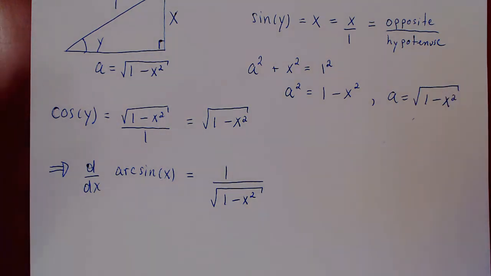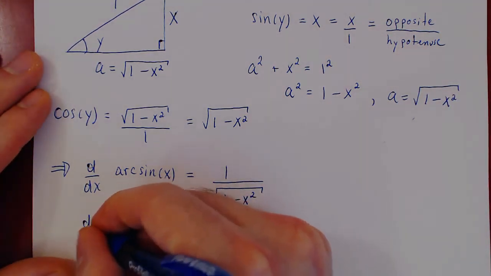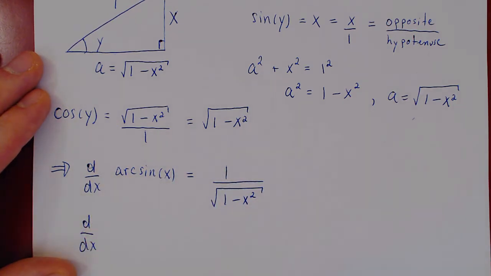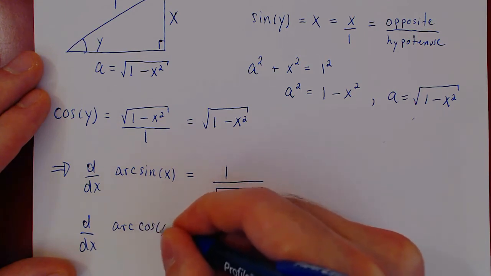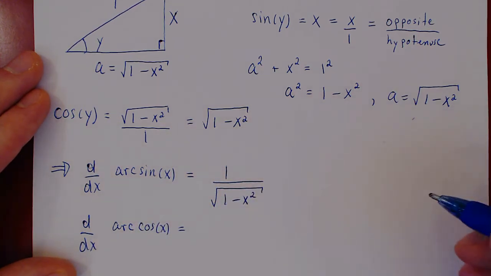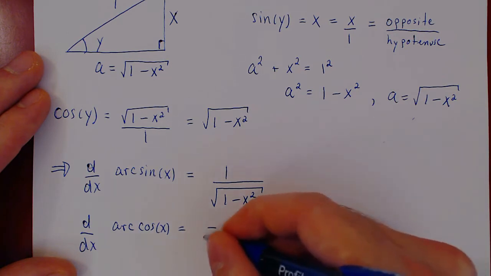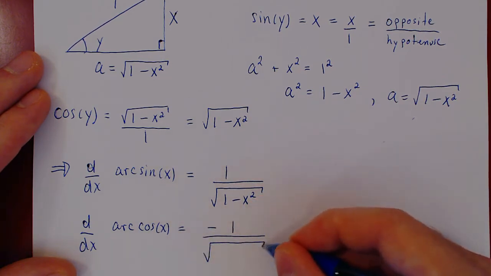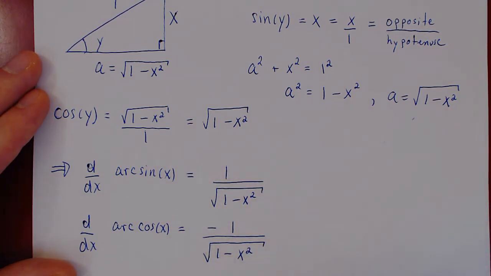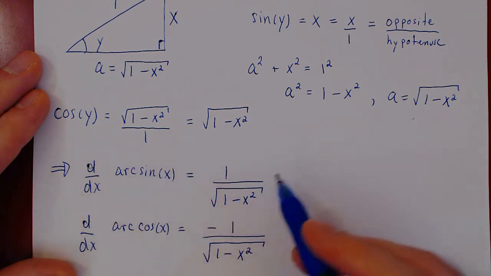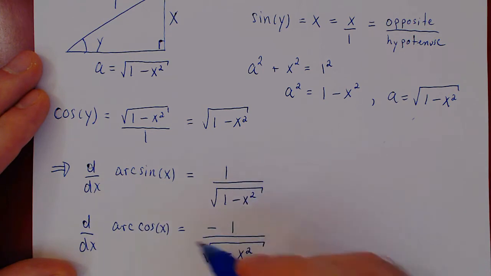If you use the same argument, and I will let you do this on your own, you will find the derivative of arc cosine, the inverse trigonometric function of cosine, is actually really similar. It happens to be the negative of the derivative of arc sine. It's just negative 1 over the root of 1 minus x squared. And so you should, on your own, derive this formula in the same way that we've derived the formula for the derivative of arc sine of x.